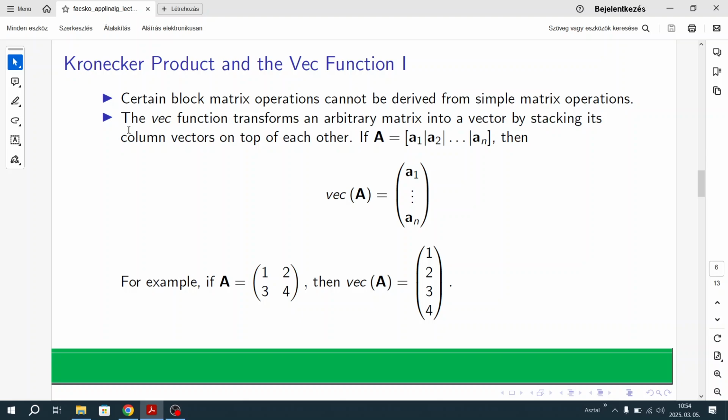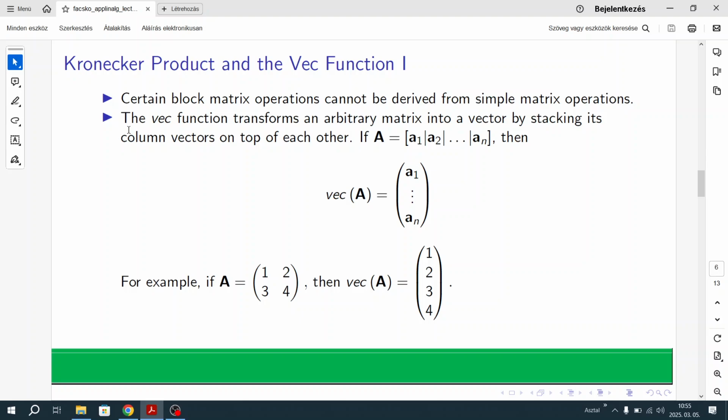We derived some, not some, all of the operations from elemental matrix operations: multiplying scalars, multiplying elements, adding together elements. This is something special, this VEC function. I hope this VEC function is also in English. I didn't check, but based on the definition, you can understand this. It's very simple. You have a matrix, and you make a vector from the elements of the matrix.